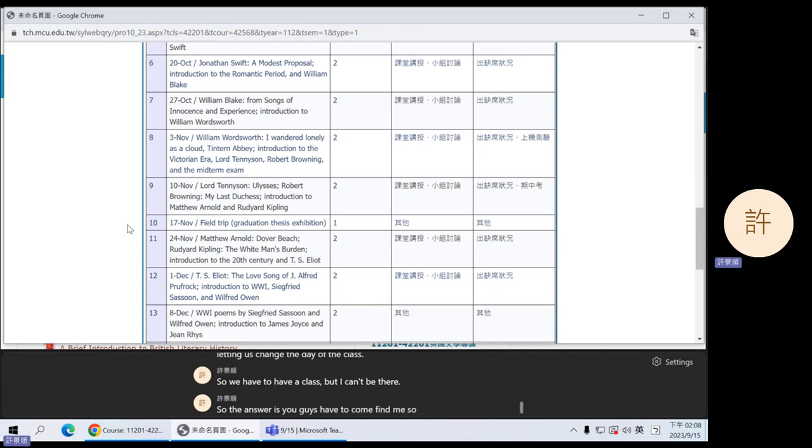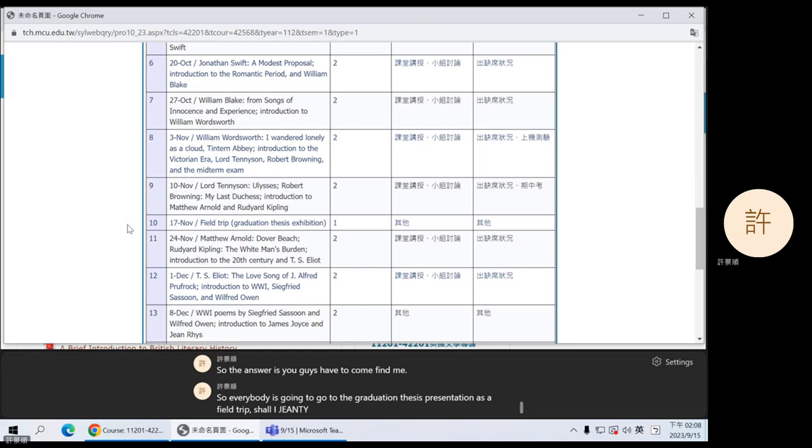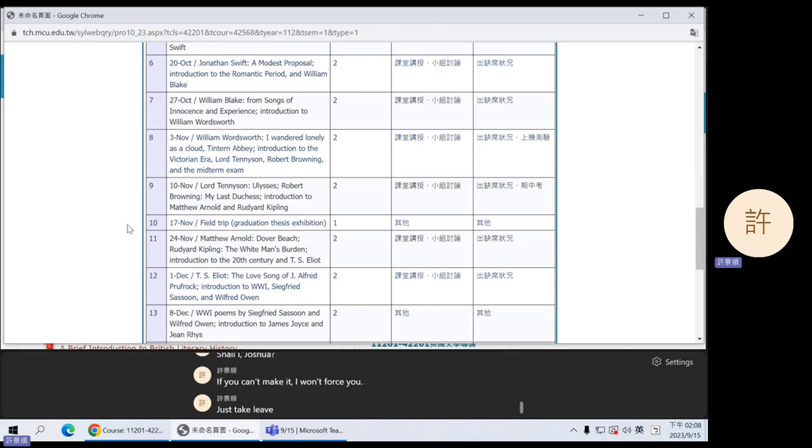So everybody is going to go to the graduation thesis presentation as a field trip, 校外教学. If you can't make it, I won't force you, just take leave through the school system. 真的没办法来就请假.